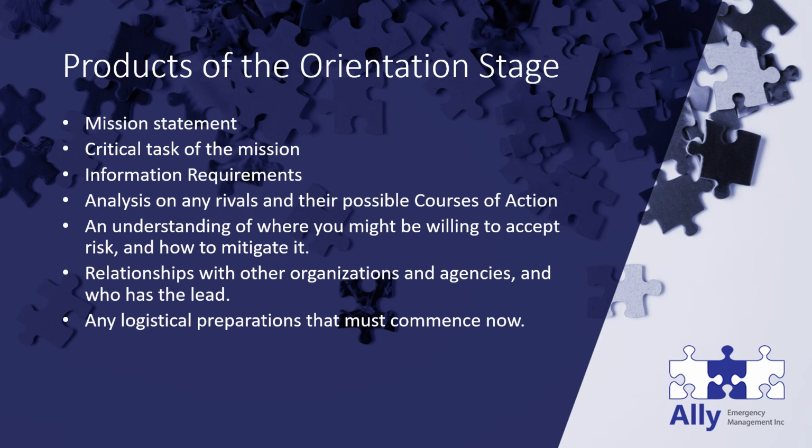At the end of the orientation stage, you should have most of the following: your mission statement, your critical task of the mission, information requirements, the information that we need to fill those gaps that we had to make assumptions about, analysis on any rivals or competitors and their possible courses of action, which we would have gotten through assessment of the environment. Something we didn't talk about, but it is important, is an understanding of where you might be willing to accept risk and how to mitigate it. We'll talk a little bit more about risk in one of the future slides.